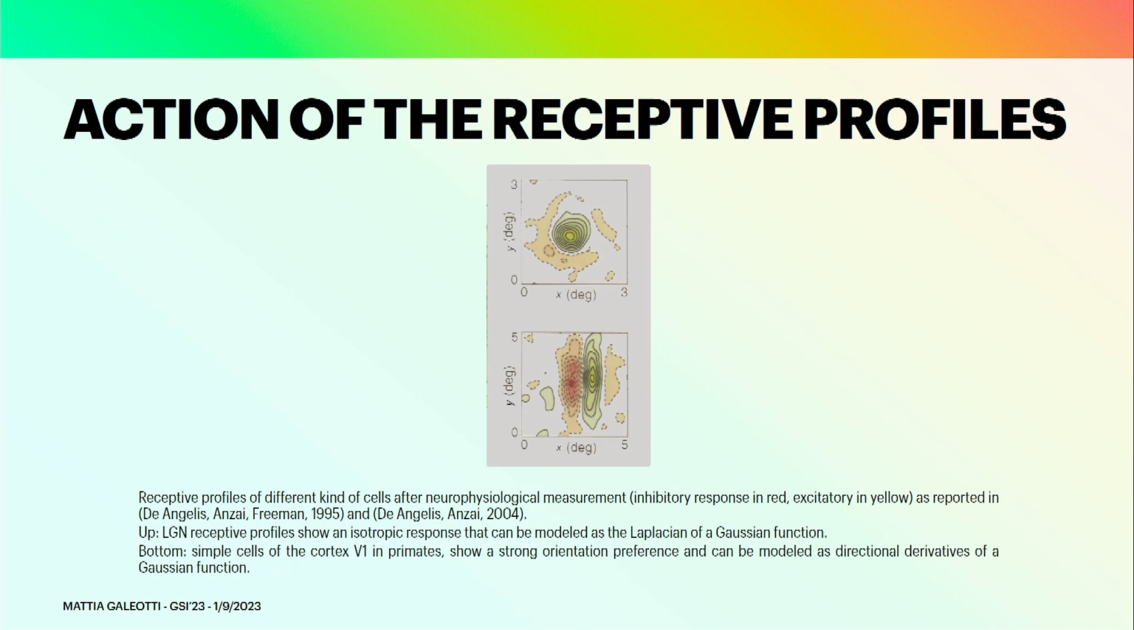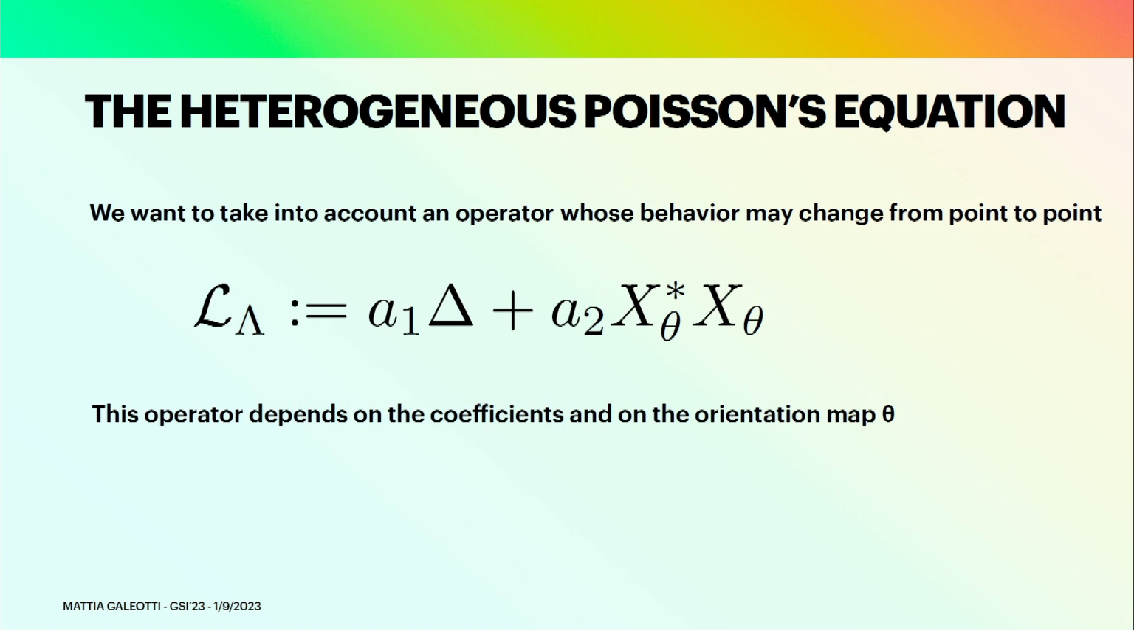Here is a simple image of neurophysiological measurements of the different receptive profiles in different cells that fits the model that we have of the Laplacian of a Gaussian function and the directional derivative of a Gaussian function. Here I introduce this heterogeneous operator that we call L lambda. What we have here is two coefficients, A1, A2, and two kinds of operators, a Laplacian and a directional derivative of degree 2.